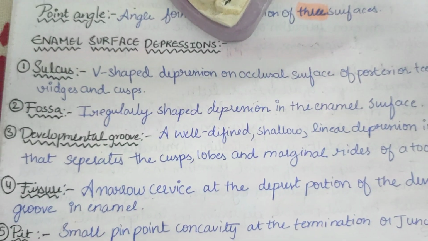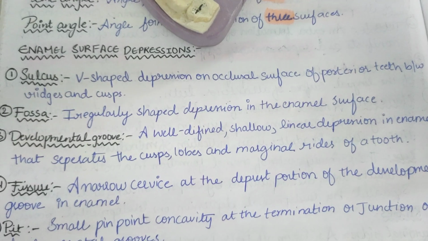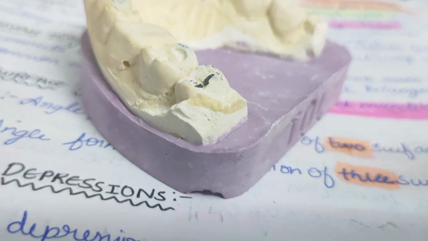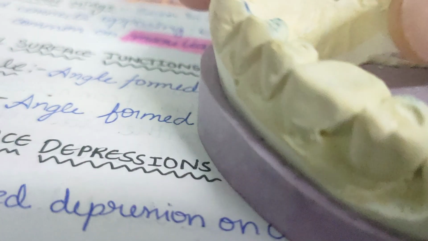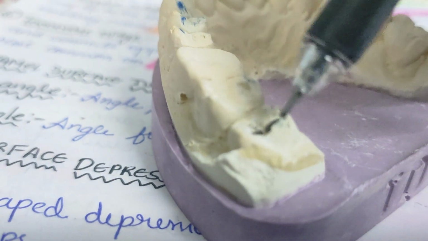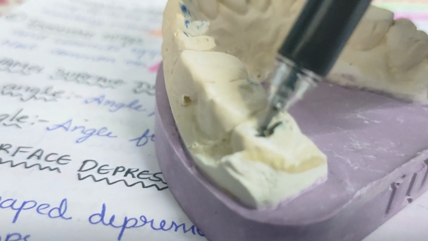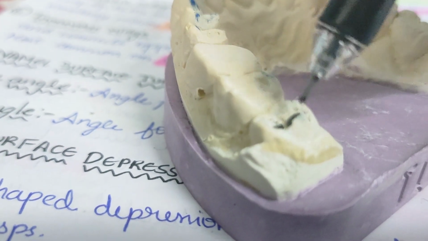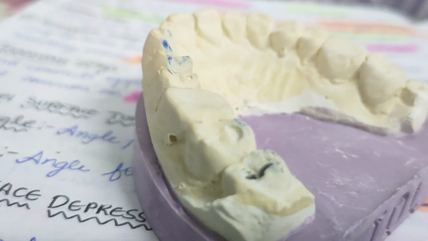Now the second is fossa. It is an irregularly shaped depression in the enamel surface. Now here you can see fossa also. Here this sulcus is V-shaped and the lining of this sulcus is known as fossa.